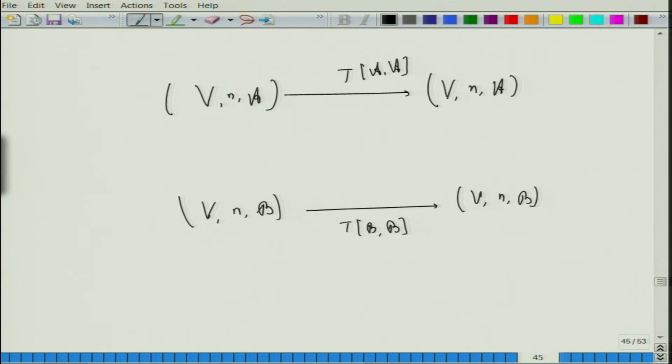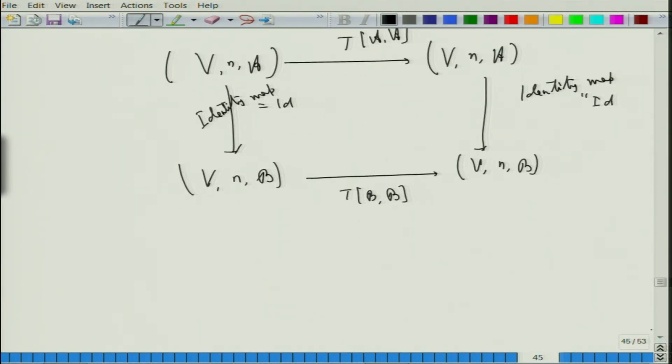Fine. I want to relate these two. If I want to relate these two, what I will do is that I will have a map which is the identity map here, also the identity map here. Fine. So that everything is, I have been writing it as ID. So let's try to understand that composition of functions makes sense, and then we will look at how do I get the matrix out of it. Fine. Which will be helpful to us.